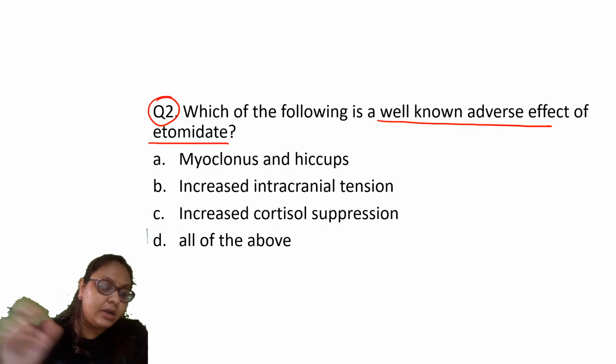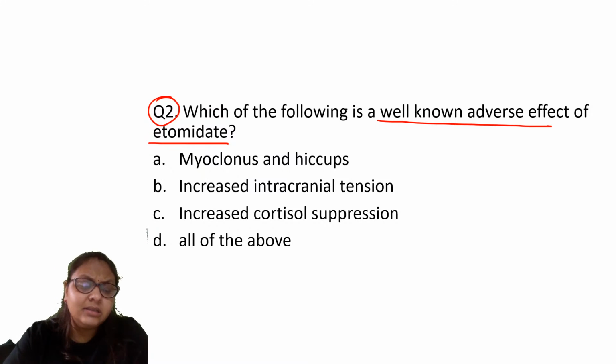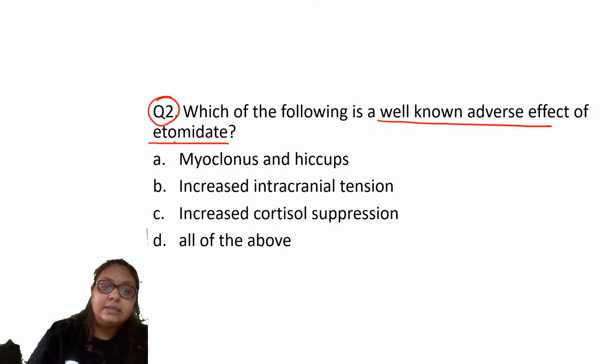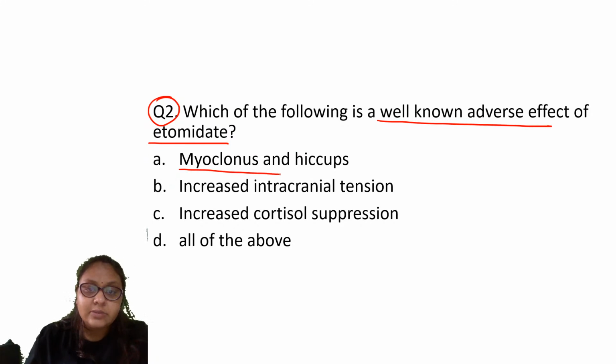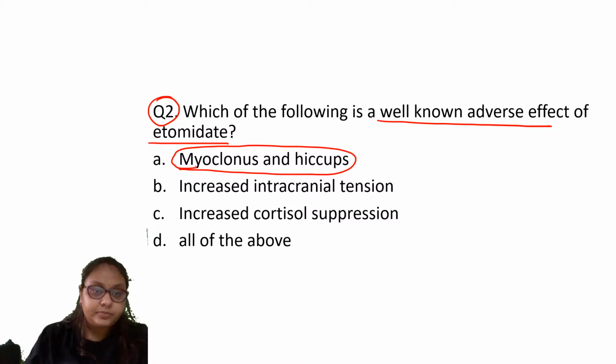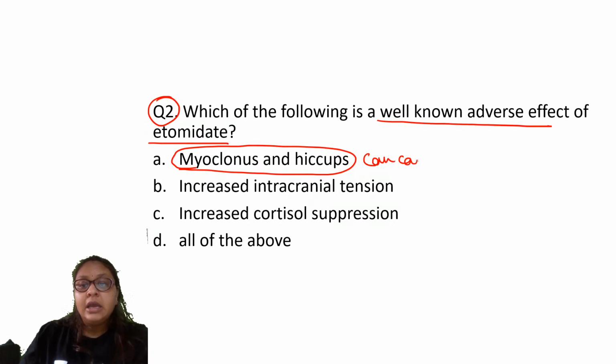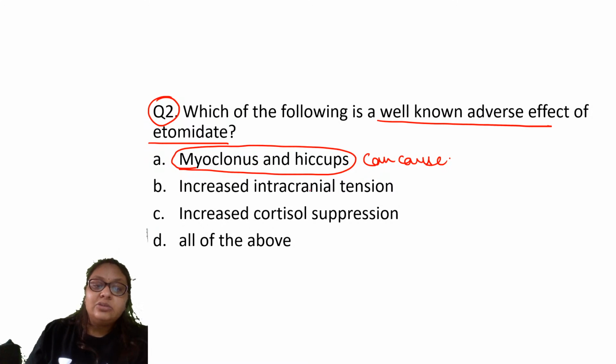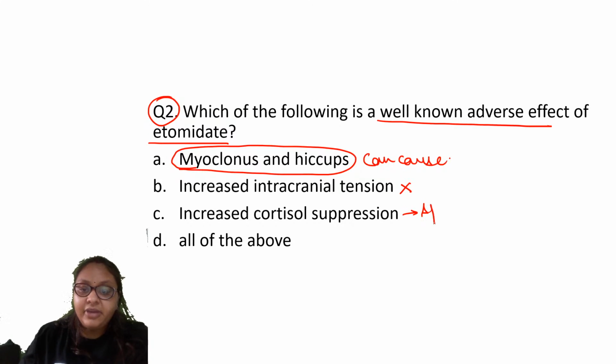Okay, please answer question number 2, Dr. Ragul, and others. A well-known adverse effect of... Yes, it is C, that is increased cortisol suppression. Because etomidate also causes myoclonus and hiccups. It can cause those, but it does not cause increased intracranial tension.